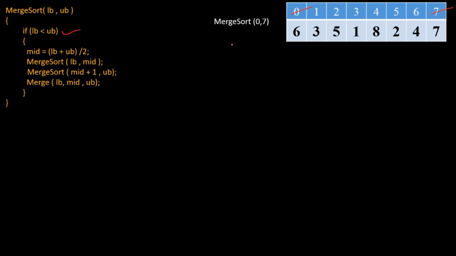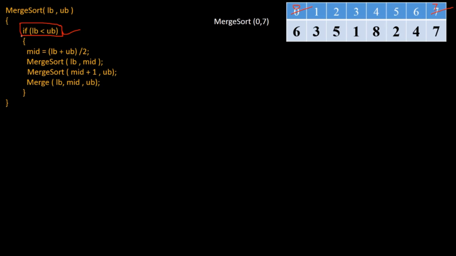Initially the value of lower bound will be, what is your lower bound? It is 0, here it is. And what is your upper bound? Upper bound is 7. So we give the values 0 and 7 to merge sort. So in this merge sort what do we do? We have an if to compare the condition. Why is this if there? Because if this if is true, then and only then you are going to divide the array. If this if is false, then you are not going to divide the array. Why is it so? Let us see.